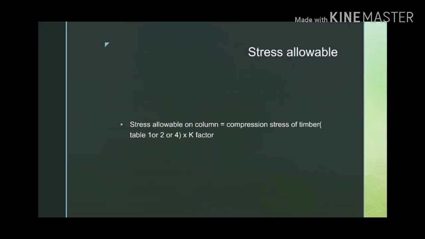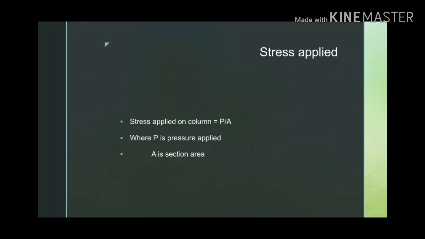After getting the values of the K factors, we can calculate the stress allowable, where the stress allowable is equivalent to the compression stress of timber multiplied by the K factors. Then we may start calculating the stress applied, where the stress applied is equivalent to P over A, where P is the load applied and A is the area of the section.